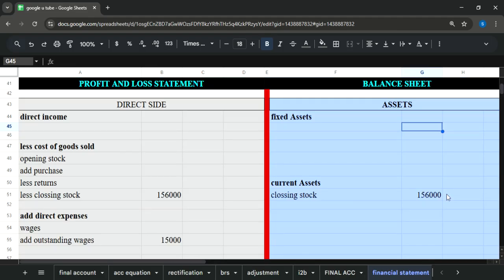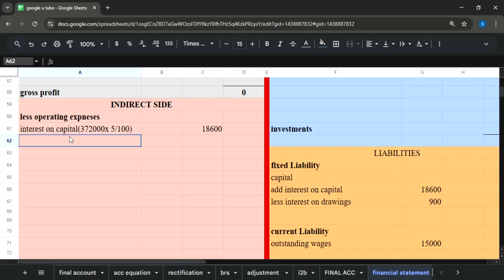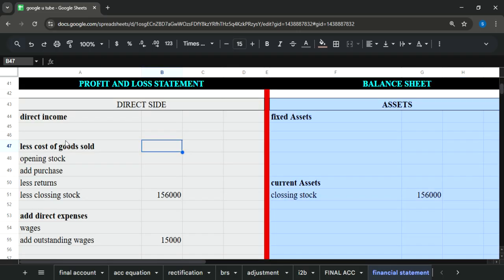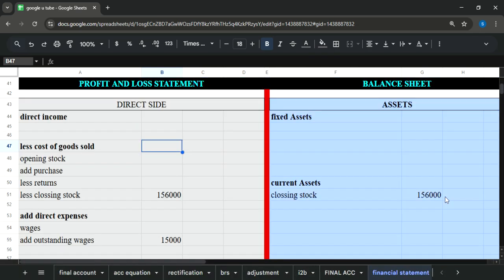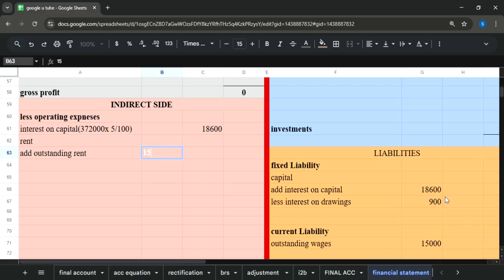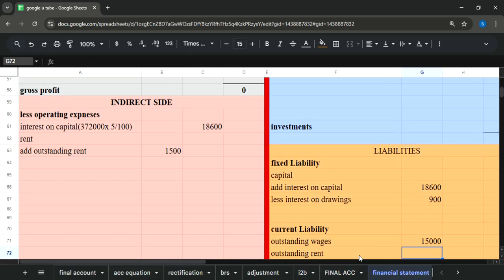Rent is an operating expense. So you will come over here. First you will see how much rent is, then you will add outstanding rent and put it over here. The amount of outstanding rent is 1500. So here you will put 1500, and then its second effect, since it's again outstanding, outstanding rent, the amount of which is 1500, you will post.